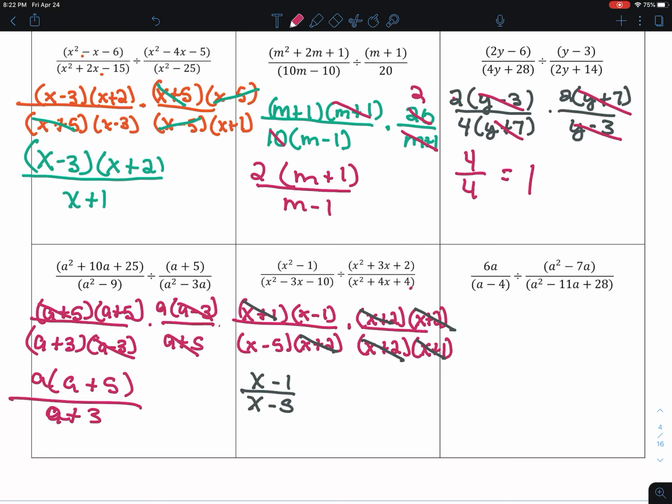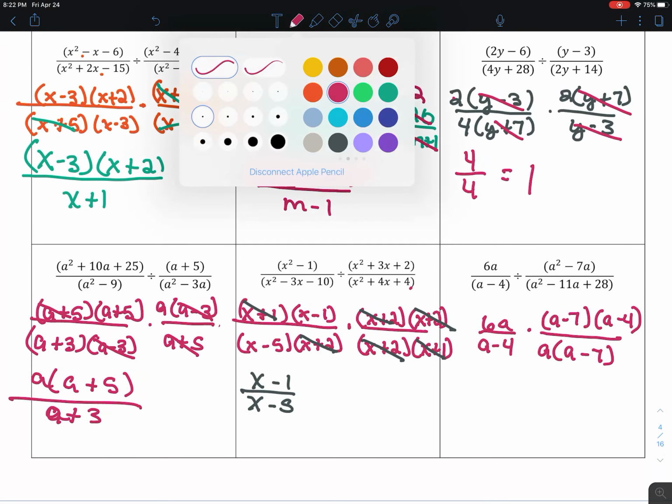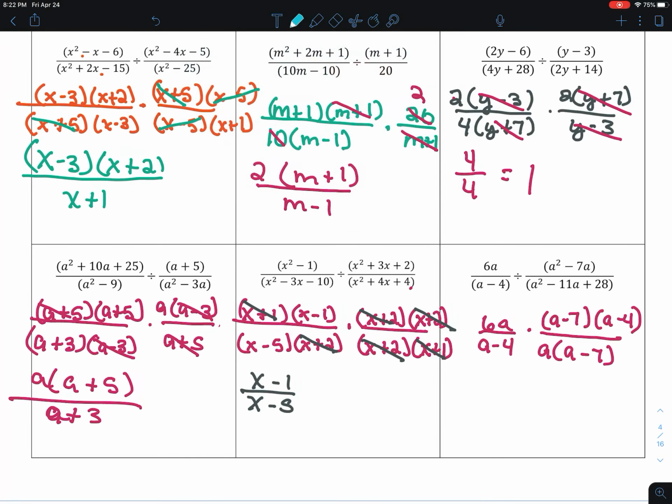Okay, and the last one, 6a over a minus 4 times, at the top, what can I multiply to get 28, add to get negative 11? That would be a minus 7, a minus 4. I can factor out an a, and I get a minus 7. And what's going to cancel? The a from here cancels. a minus 7, a minus 4. So I'm left with 6, a nice pretty number.